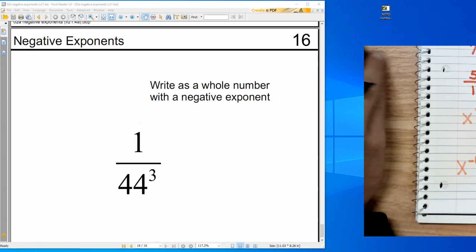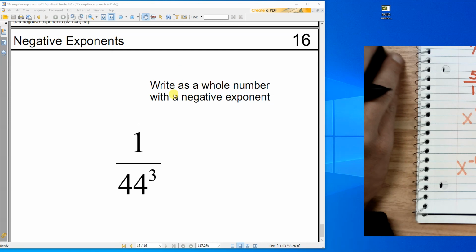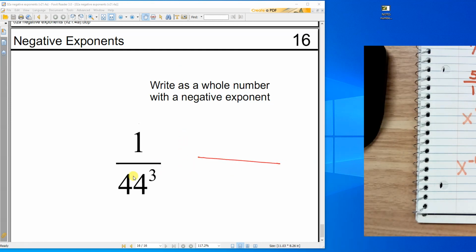Write this guy using a negative exponent. Well, I draw the 2-story building. I drag him up to the top, and I give him a ticket.